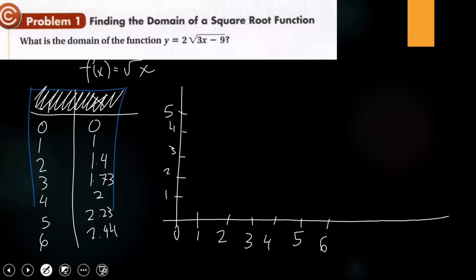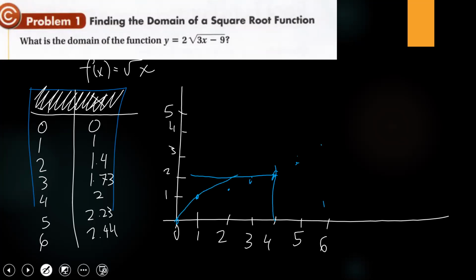So after we plot the values for x and y, we draw them with the function square root of x. At 0, we have 0. At 1, we have 1. At 2, we have approximately 1.4, between them, it is here. At 3, we have 1.73. At 4, we have 2. At 5, it is here. And at 6, it is here.